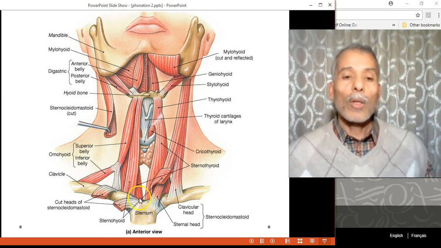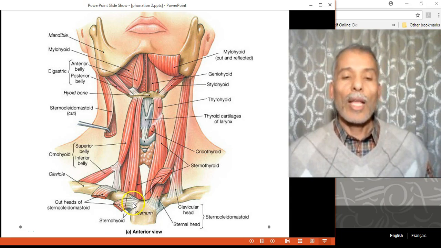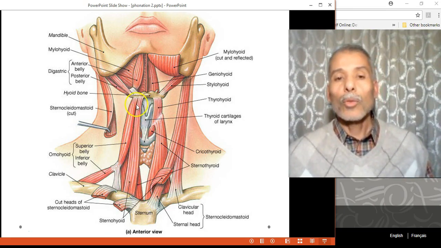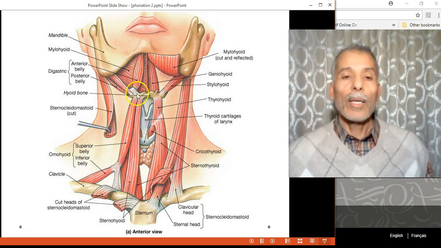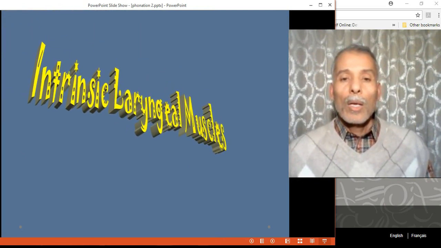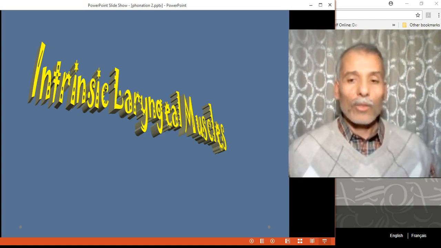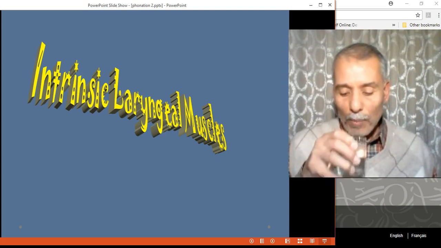The other muscle, sternohyoid, is kind of, it covers it, and it originates on the lateral margins of the manubrium and courses superiorly to insert onto the lateral margins of the hyoid bone. And again, upon contraction, it's going to depress the larynx. So now, let's look at the intrinsic laryngeal muscles and exactly how they function. We'll spend a lot more time on them.